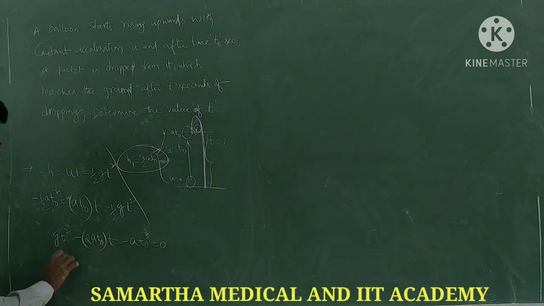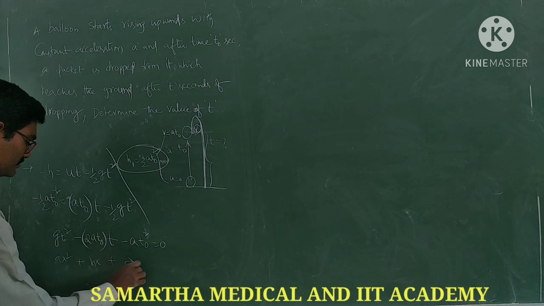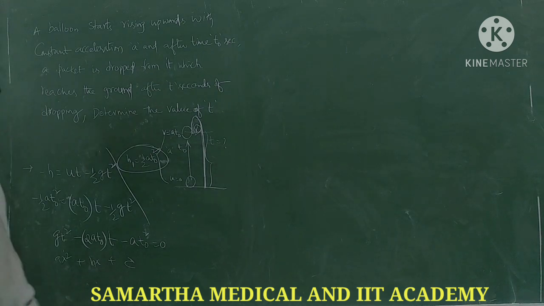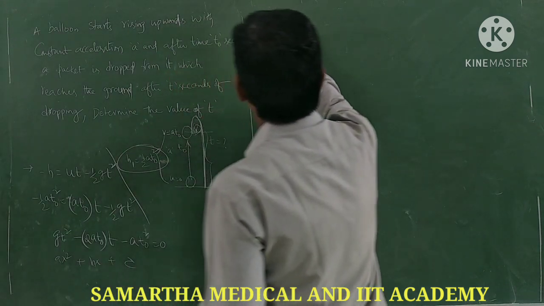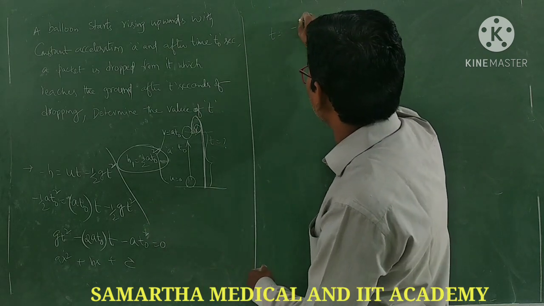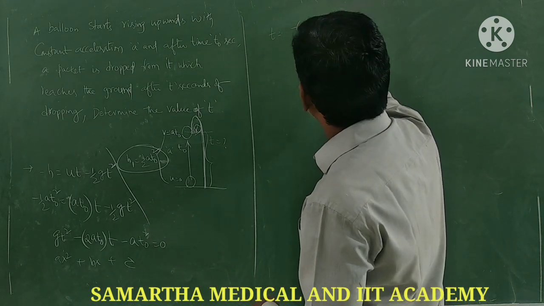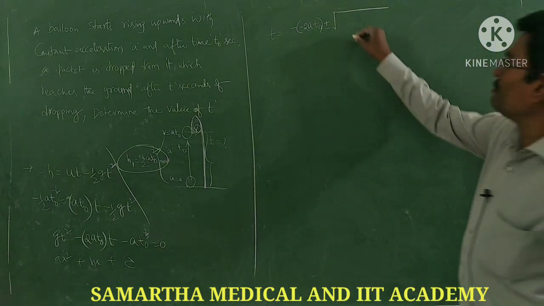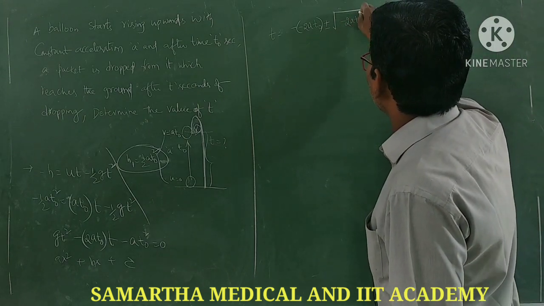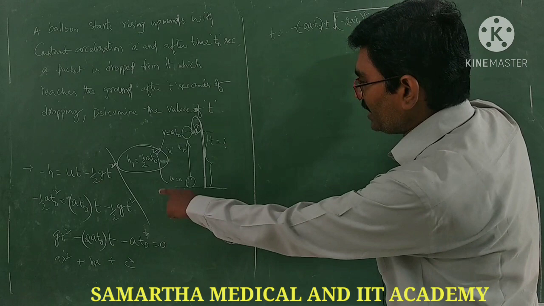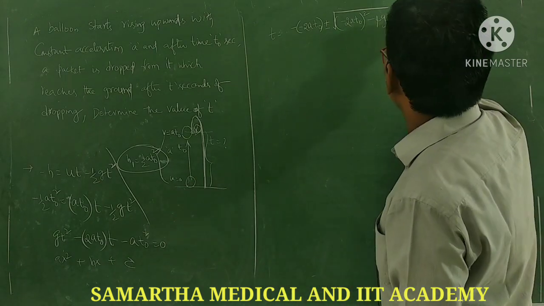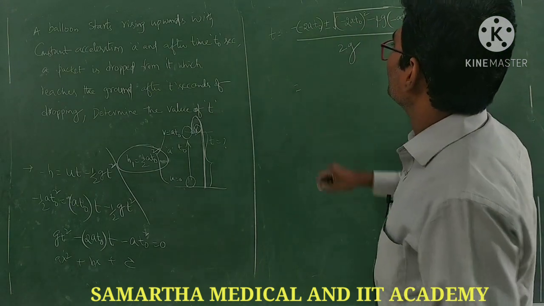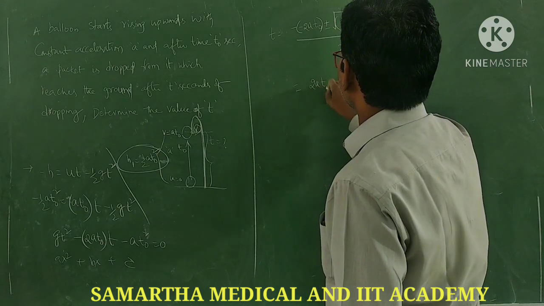It is just like ax square plus bx plus c equals 0. Here x is t, and t naught is a constant. So now what is the root? t is equal to minus b plus or minus root over b square minus 4ac, by 2a. So minus b is 2a t naught, plus or minus root of b square, which is 2a t naught whole square, minus 4 times g times minus a t naught square, by 2g.